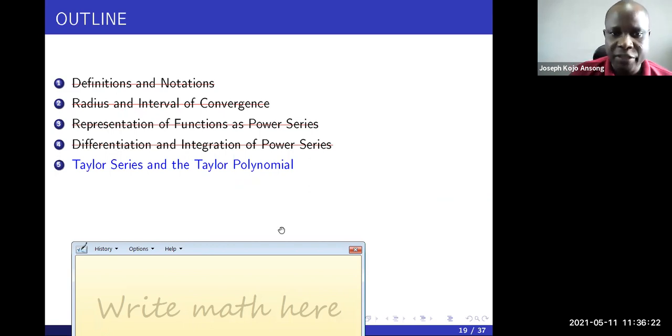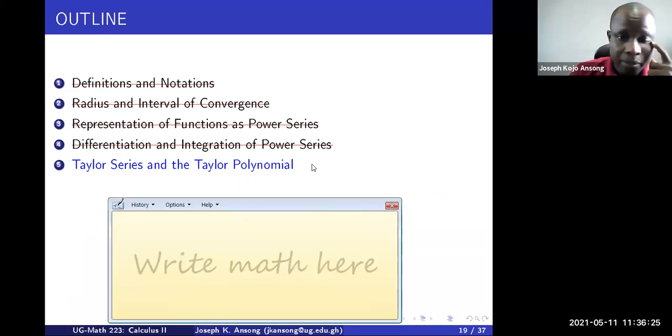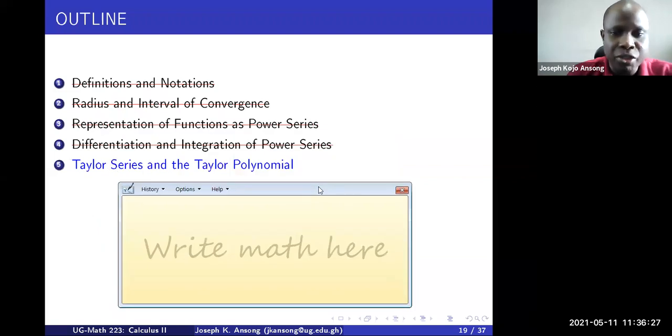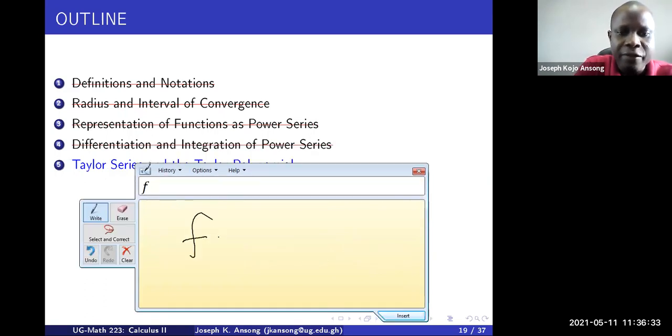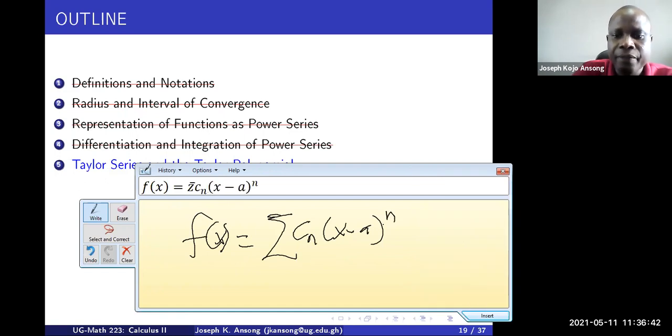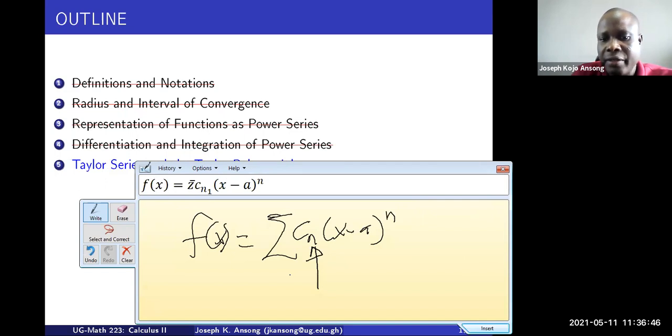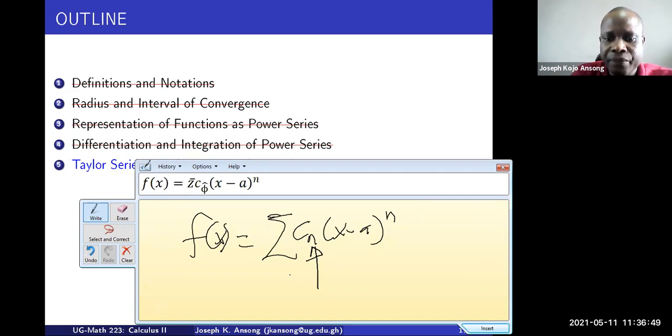functions as power series as before, but now we want to be able to determine, right? Remember that we defined a power series to be a series of the form, let's say f of x is equal to the sum of Cn, say (x minus a) raised to the power n. If we knew what the Cn's are, then we have the power series. So there's a theorem that helps us to find what the Cn's are.